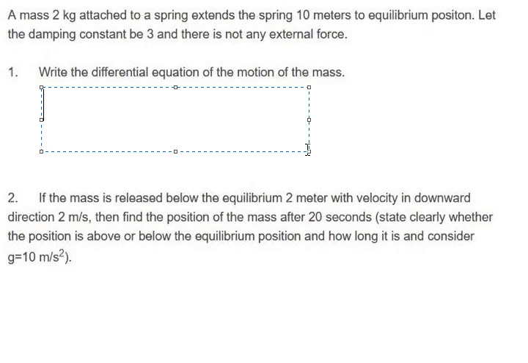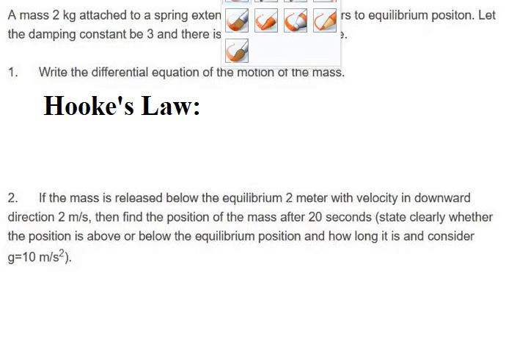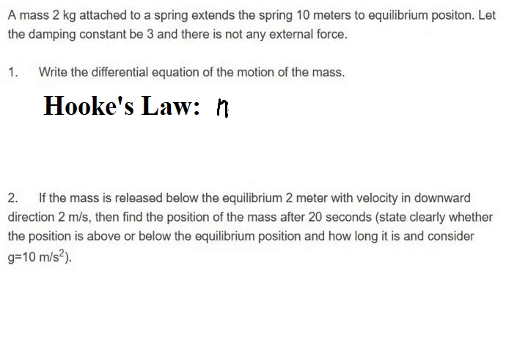We need to use Hooke's law in here. So we have m, that is about the mass, multiplied by g, that is about gravity, equal to k times s, where s is the extension of the spring, 10 meters in here, and k is the spring constant. Now we need to find k.